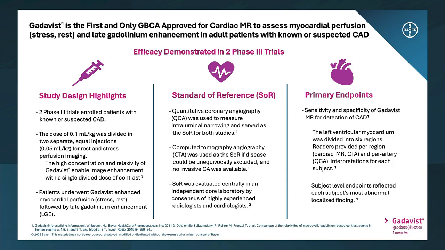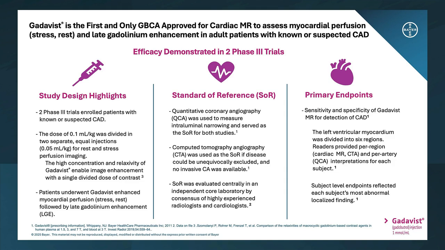Patients underwent Gadavist-enhanced myocardial perfusion, including stress and rest imaging, and late gadolinium enhancement imaging within one session to ensure a time-optimized examination. A single standard dose of Gadavist at 0.1 milliliter per kg of body weight was used, divided into two separate equal injections for rest and stress perfusion imaging. The high concentration and relaxivity of Gadavist enable image enhancement with a single divided dose of contrast.